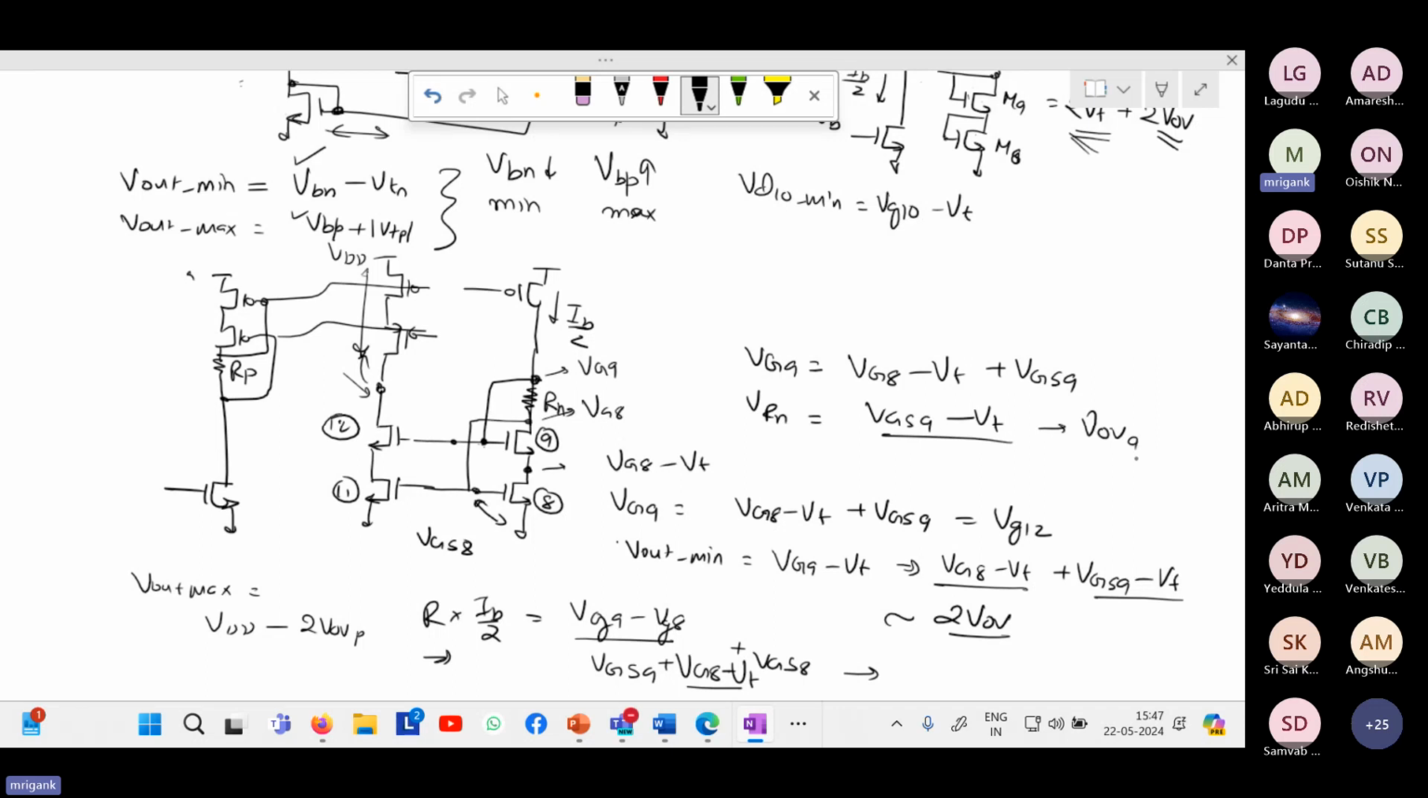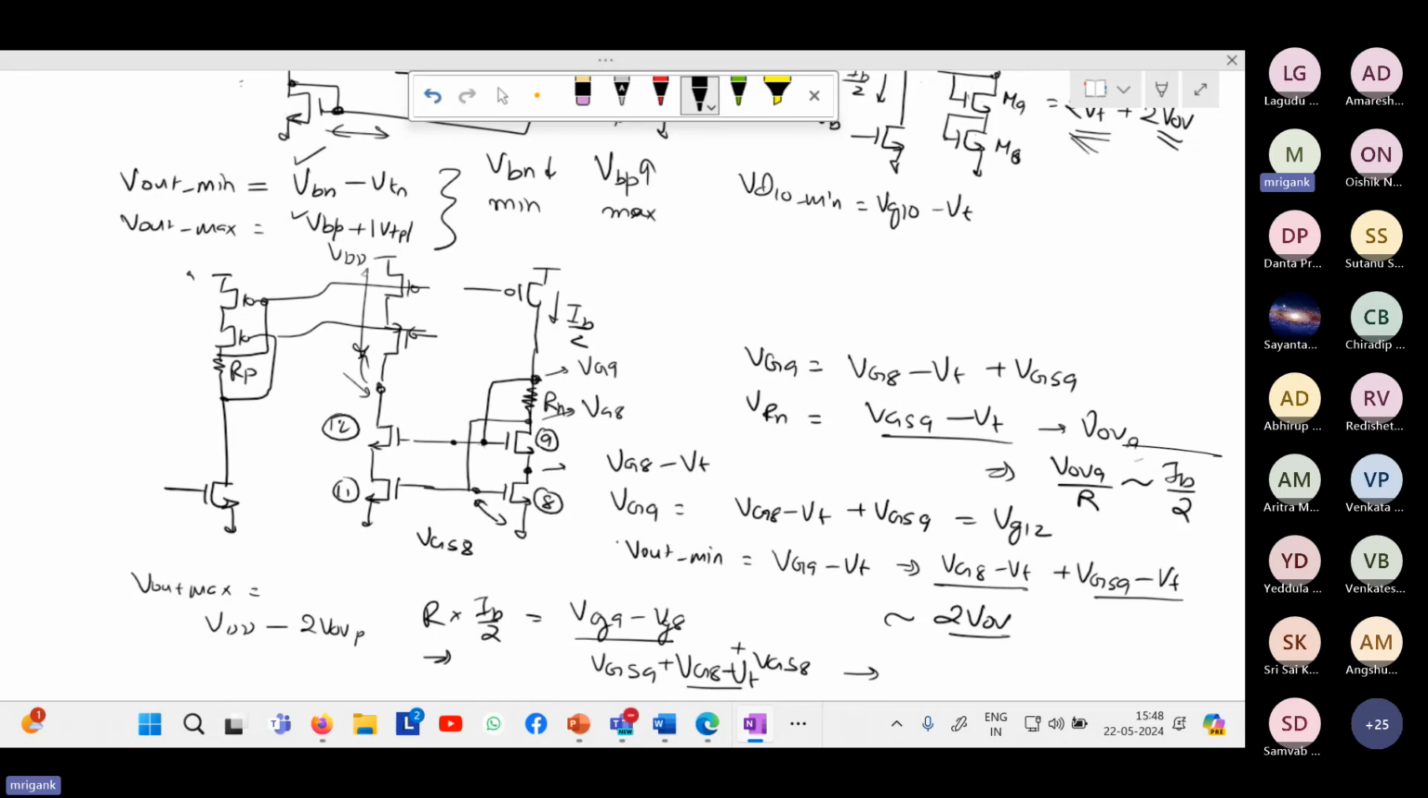In other words, RN has to be sized such that the voltage drop across it is the overdrive voltage of M9, and that again depends on the W by L of M9. Here we are assuming that in our design, the W by L of M9 and M12, likewise M8 and M11, are the same, and that gives us the overdrive voltage of M9. Corresponding to that overdrive voltage, approximately we can set that the overdrive voltage of M9 divided by R should be equal to I bias. In this case, you are assuming I bias by 2.